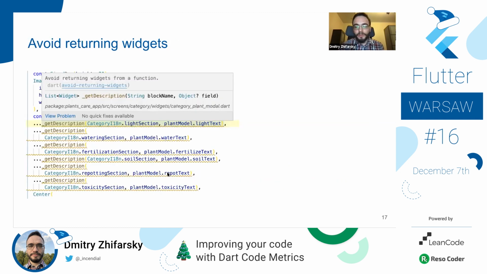Avoid return widgets. It's considered an anti-pattern that you call functions that return widgets inside your build methods, except for builders and other edge cases. So we have a rule that will highlight every usage of such an anti-pattern in your code, and you might be able to find it very fast and fix it.